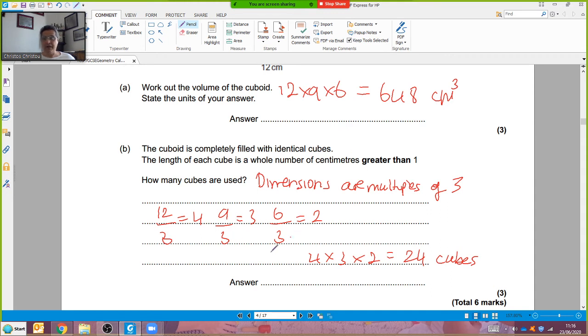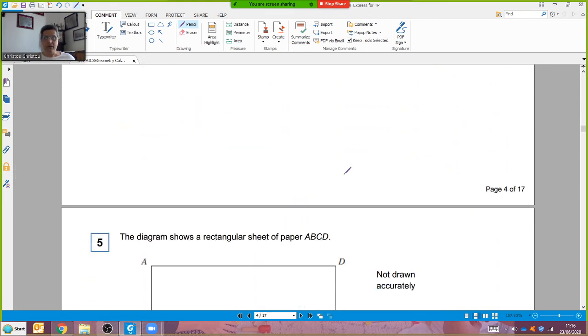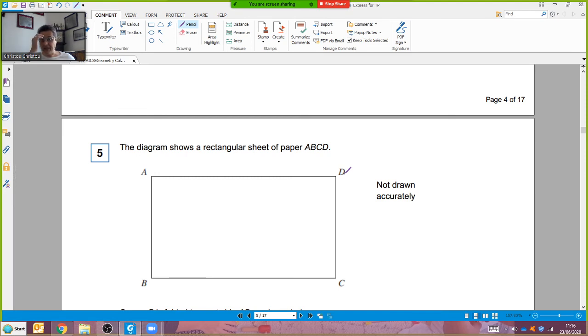Okay. And clearly 12, 9 and 6 are multiples of 3. So 3s will fit in perfectly in all directions. Okay, so it's 24 cubes I will need. Last question, a little bit tricky. Many of you misunderstood this sheet is actually a rectangle.